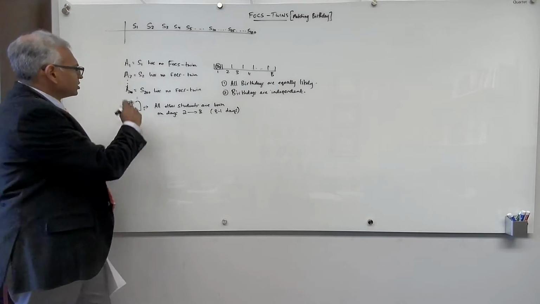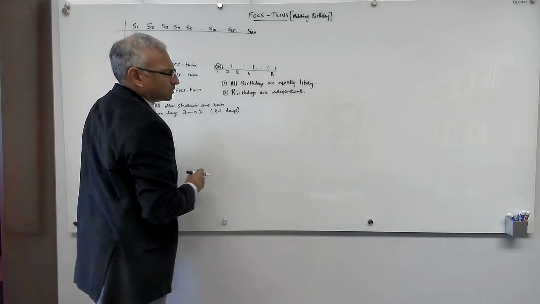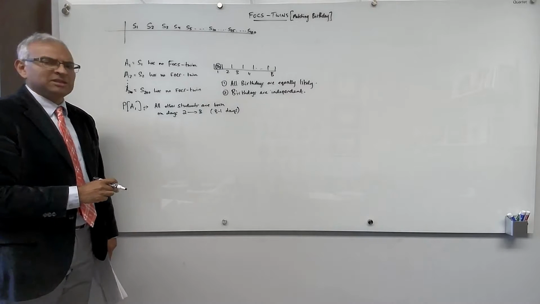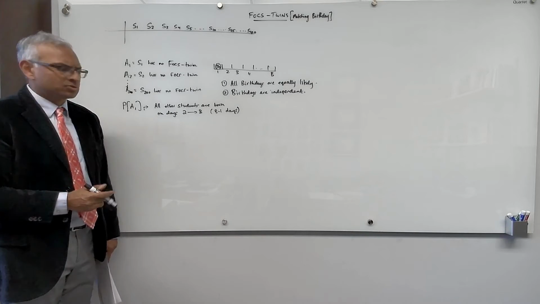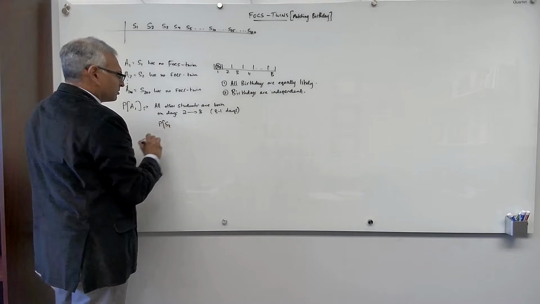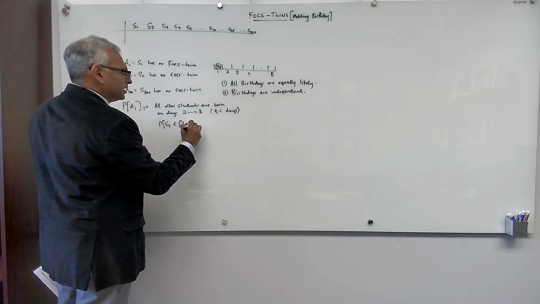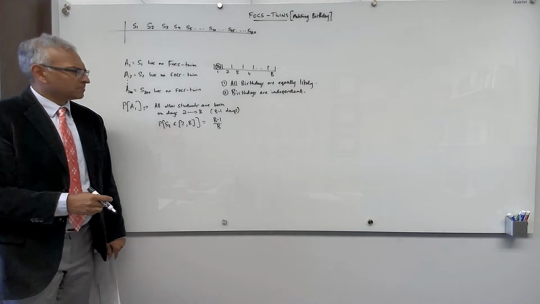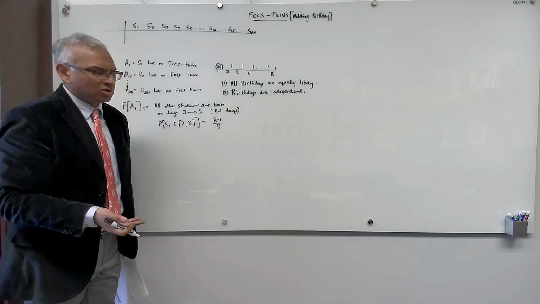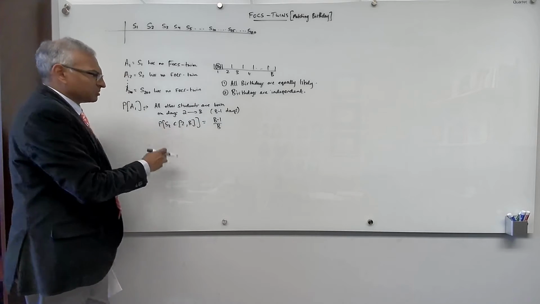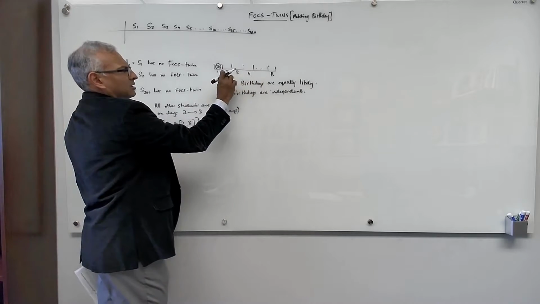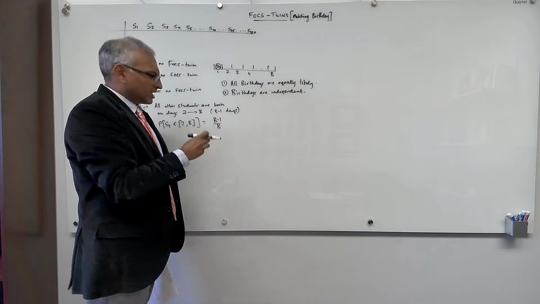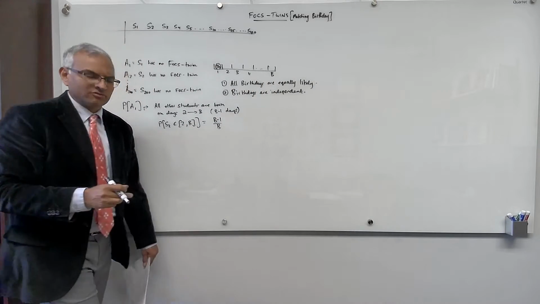So student 2 has to be born on days 2 to B, which are B minus 1 outcomes, out of the B outcomes that are equally likely for student 2. So the probability for student 2 to be born on days 2 to B is just equal to B minus 1 divided by B, because it's a uniform probability space. If student 2's birthday is picked uniformly, then the chance of that outcome being one of these B minus 1 is the number of outcomes that I'm allowing in my event divided by the total number of available outcomes, which is B.